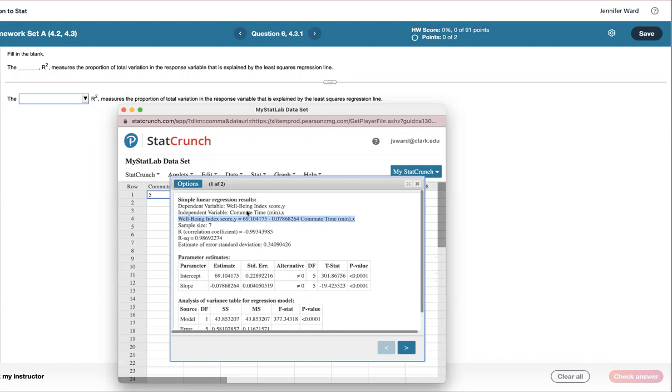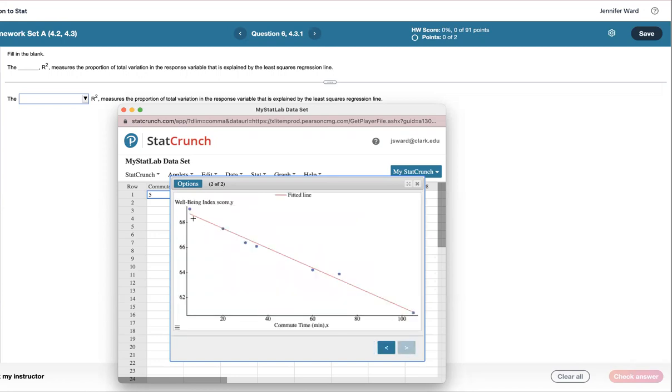So I'm using one of the data sets from another example that I had given, and it was about well-being index and commute time. We had computed a regression line, and I had pointed out what R squared was, but I didn't interpret it. Before I interpret R squared, I want to show you a picture of the data. So here we have the well-being index score, that's our Y value. Our commute time is X.